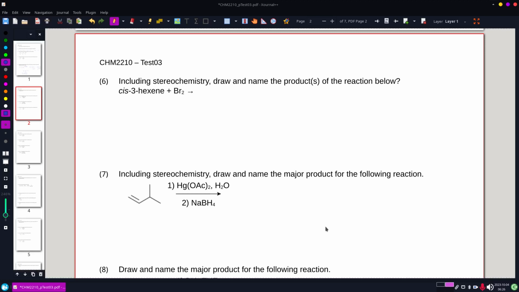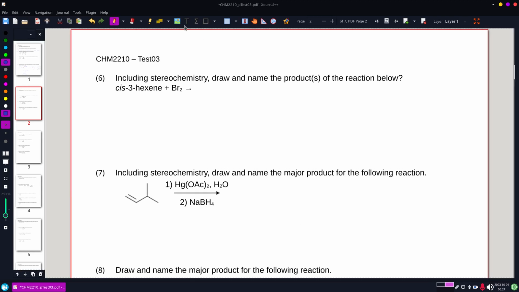Alright, including the stereochemistry, we want to draw and name the product of the following reaction. Now it is cis-3-hexene and bromine. The bromine's going to add across it.